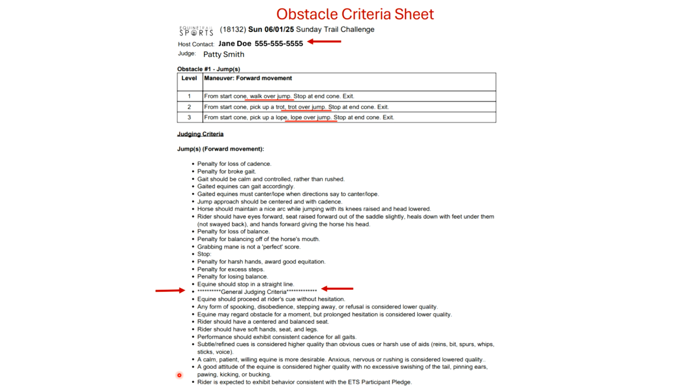Rider is expected to exhibit behavior consistent with the ETS participant pledge. Riders are expected to behave in a sportsmanship-like manner towards their equine, judges, fellow competitors, and the host. Unsportsmanship-like behavior is not tolerated, and for that reason, we don't have much of it. If this should happen, it does affect their score and could potentially get them disqualified. Please document it, score accordingly, and report poor behavior to the host.